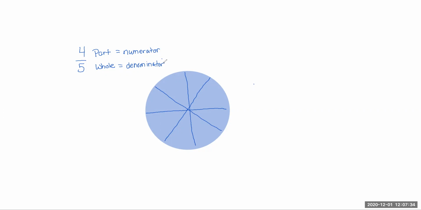So if we were looking at this particular pizza, the whole would be 1, 2, 3, 4, 5, 6, 7, and 8. And if I have part of that I'm eating, whatever my part is that I'm eating is going to be on the top. That's going to be my part, my numerator.